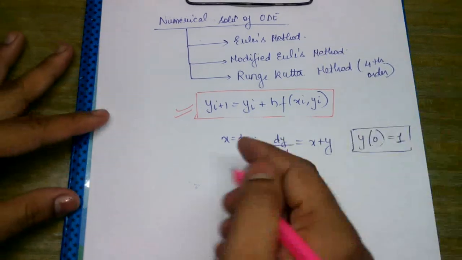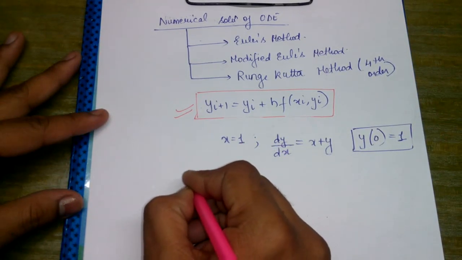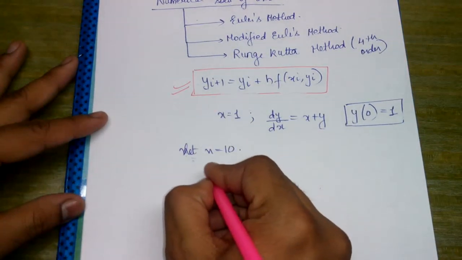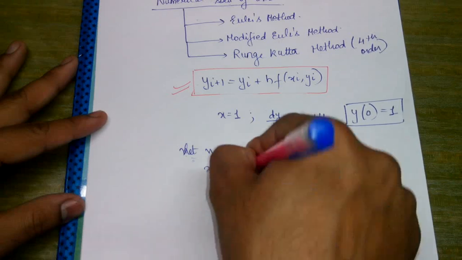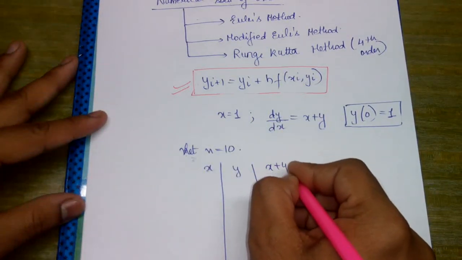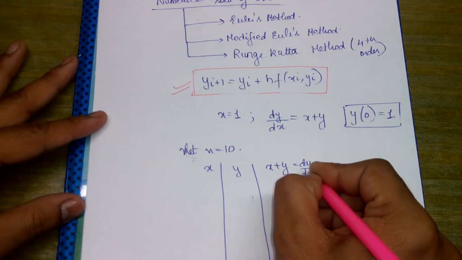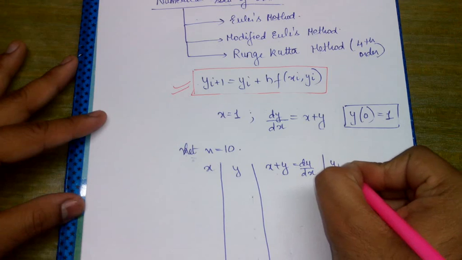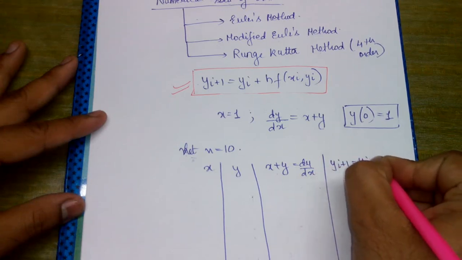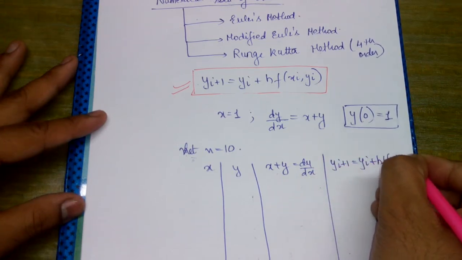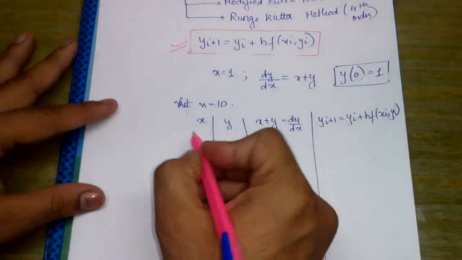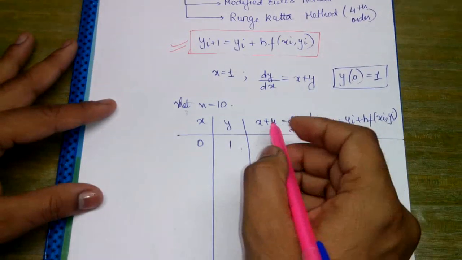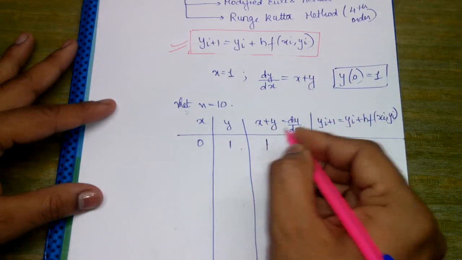Now what we will do is we will take n equals 10. So we will take 10 divisions. We will have x plus y, that is dy by dx. Then we will use y of i plus 1 equals y of i plus h f of xi comma yi. So the first is when x equals 0, the value of y is 1. So 0 plus 1 will give you 1.